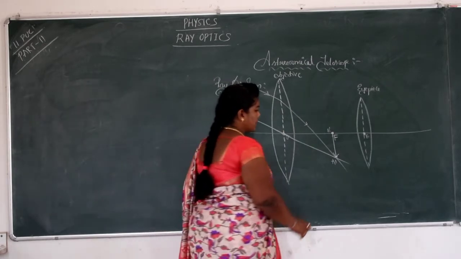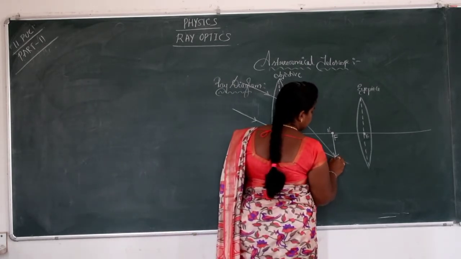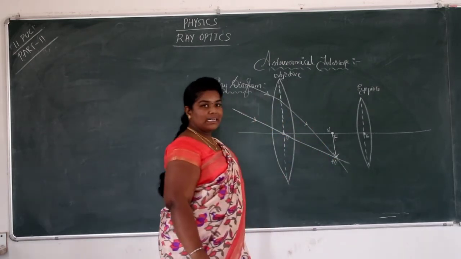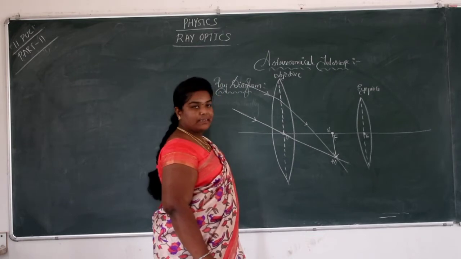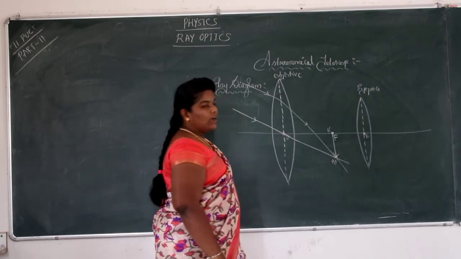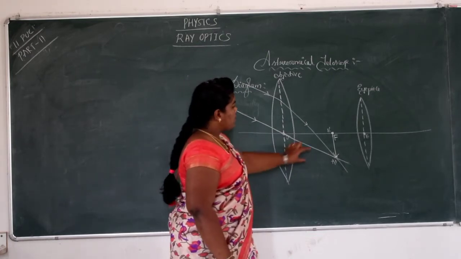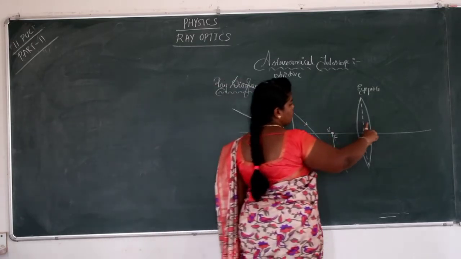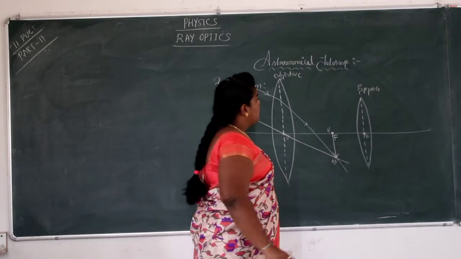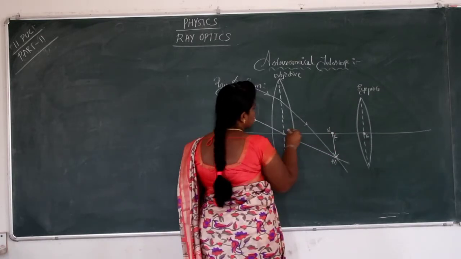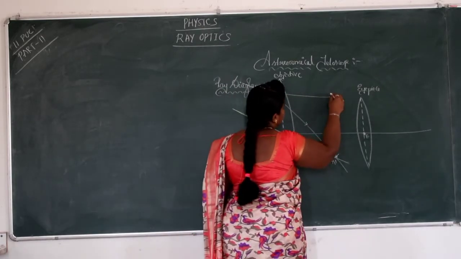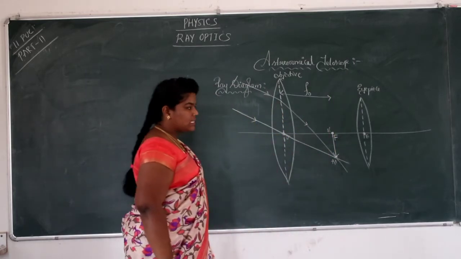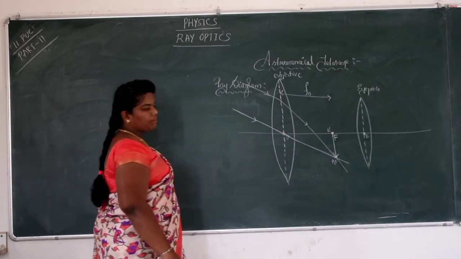Now, dear students, listen carefully. Here again the image formed by the objective lens acts as an object for the eyepiece. Now the distance between the principal focus and the optic center is called the focal length of the objective lens, written as F naught.